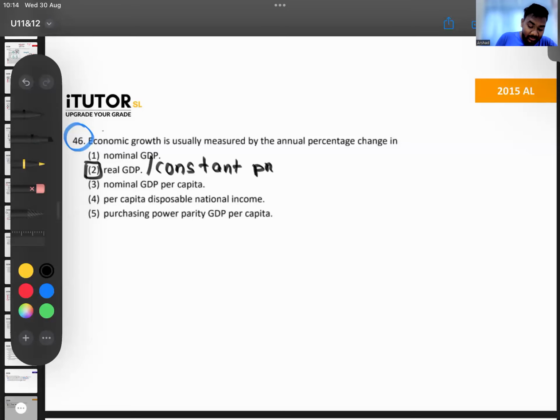Now, nominal GDP, another name is current prices. Okay, current prices, not this.